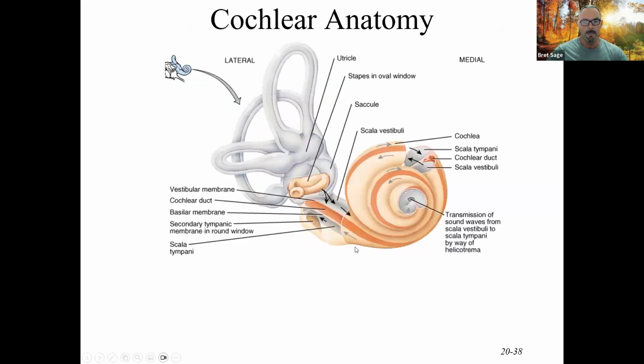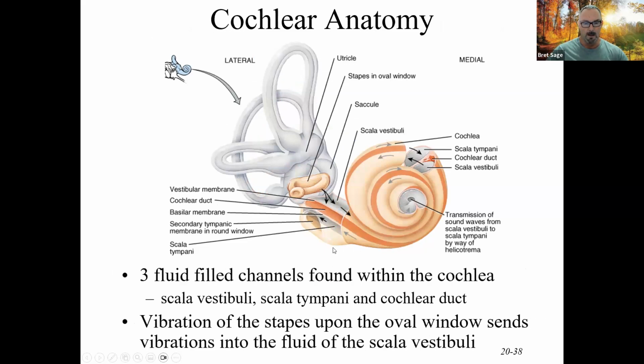Okay, a little bit more about cochlear anatomy. There's 3 fluid-filled channels. You can see them here, 1, 2, 3, found within the cochlea: the scala vestibuli, scala tympani, and the cochlear duct. Vibration of the stapes upon the oval window, which you see right here, the stapes touching the oval window, sends vibrations into the fluid of the scala vestibuli. The scala vestibuli is this one right here.